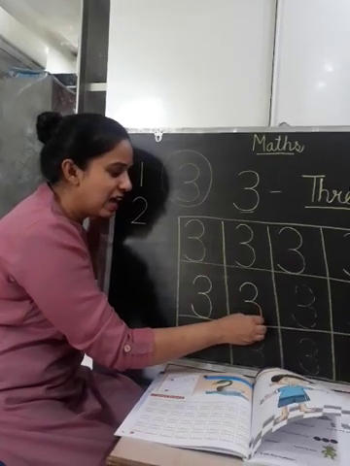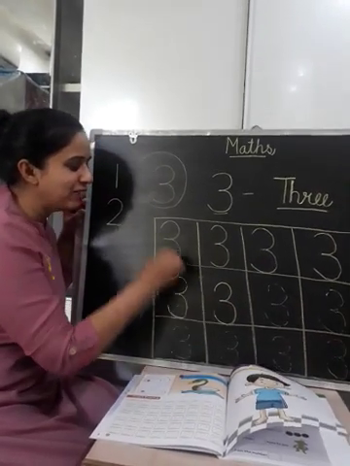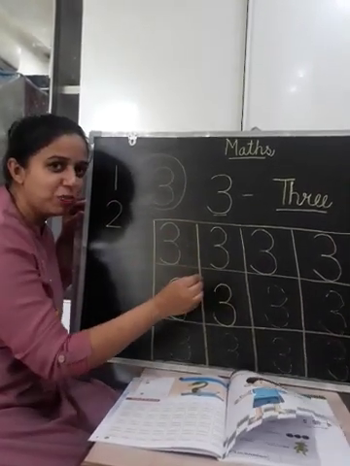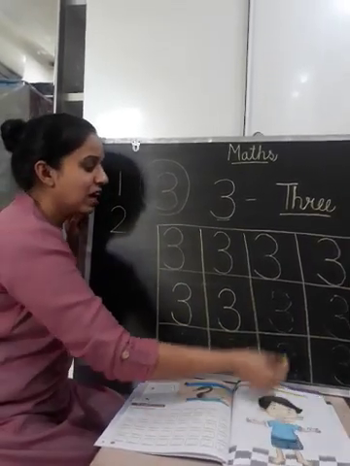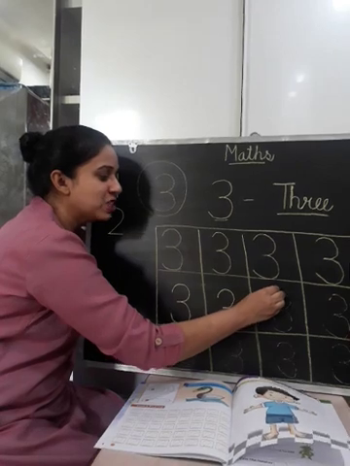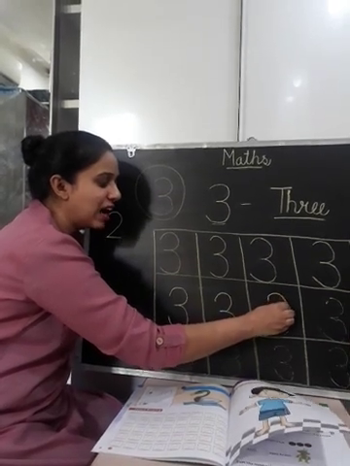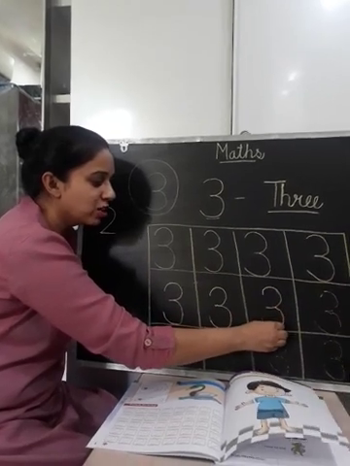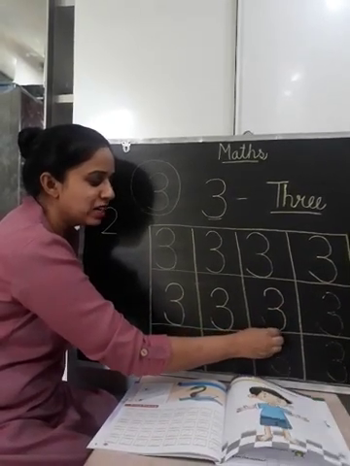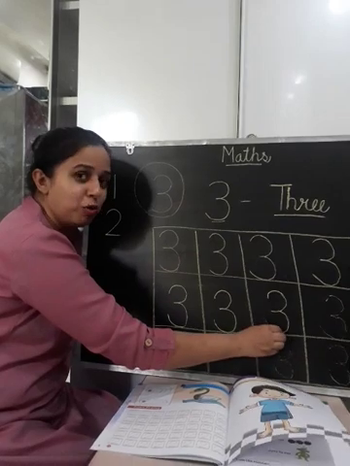As you all know, we have these boxes in our maths notebook, and in your workbook also you have the boxes. So we have to do our maths work in these boxes. We have to write our numbers in these boxes. It is very important that the bottom half should touch the bottom line.